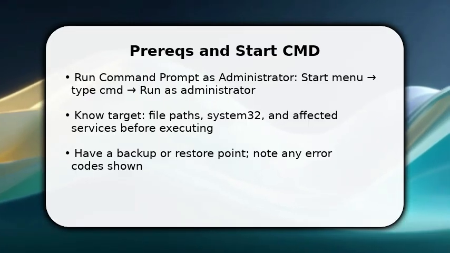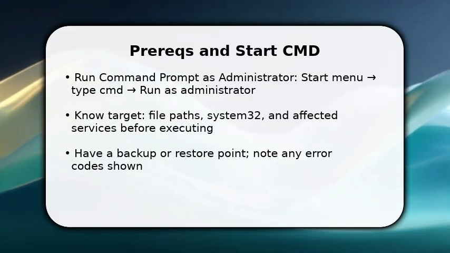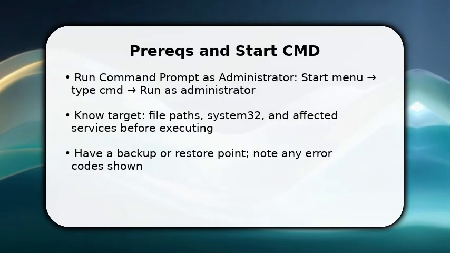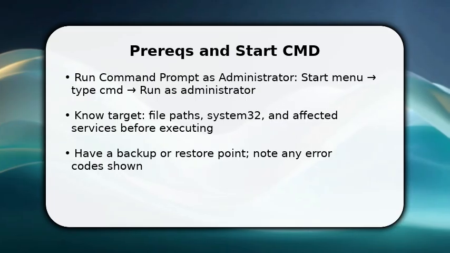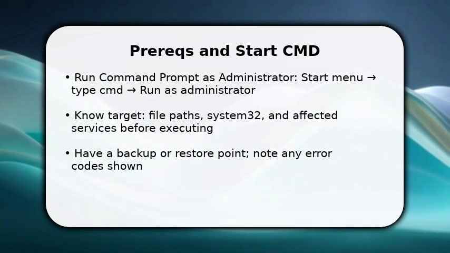You start by elevating Command Prompt to Administrator. This gives you the permissions needed to fix system files. Once done, confirm the drive letter and paths you'll use so you don't run fixes in the wrong folder. Make sure you've noted error codes or symptoms. They guide which commands to run.